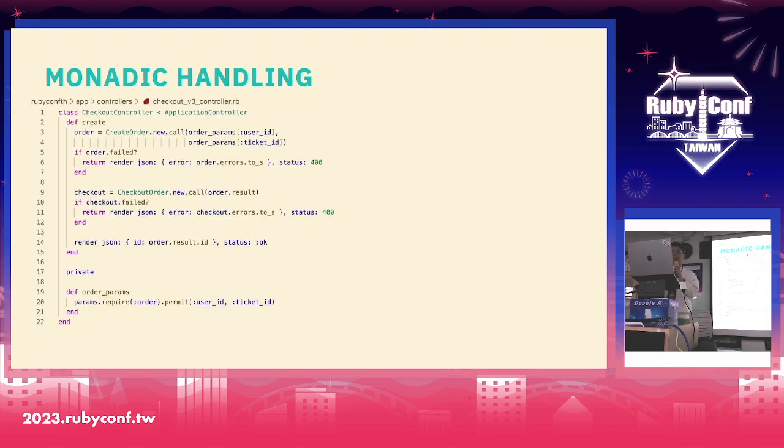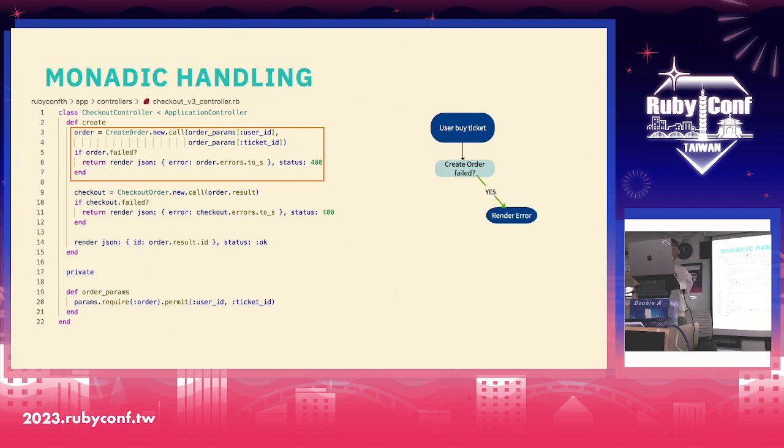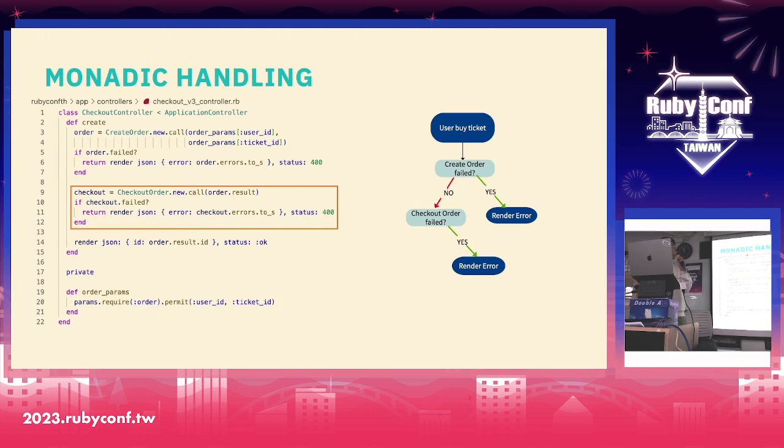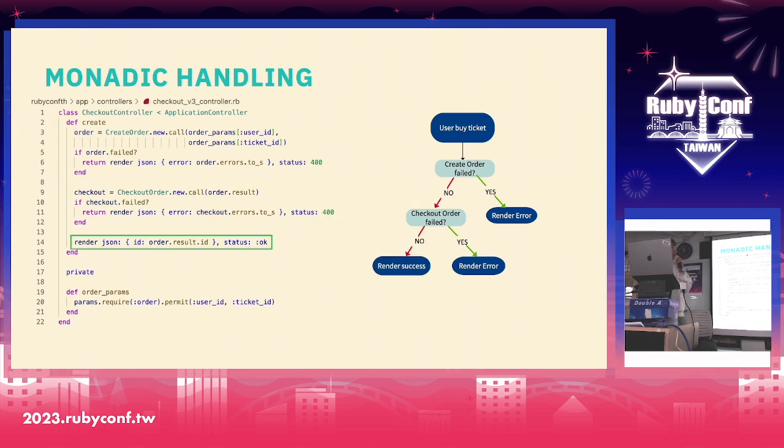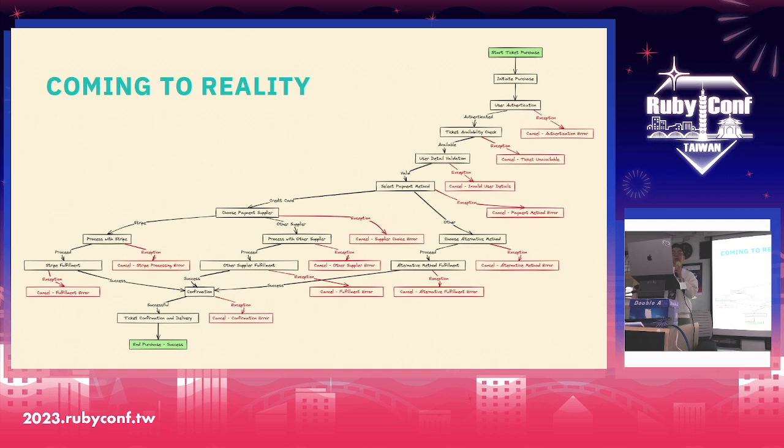And finally, we apply it to the controller. And we can see the decision tree now. It's a lot better now. It simplifies our flow and makes it really clear. So that is the handling approach we want to apply to our application. And the example is just a simple example.